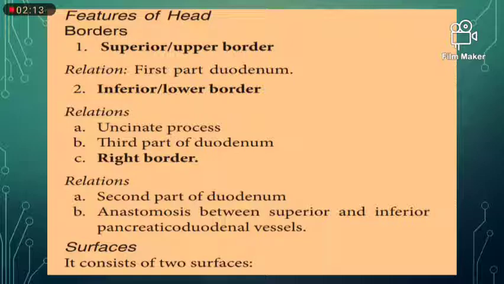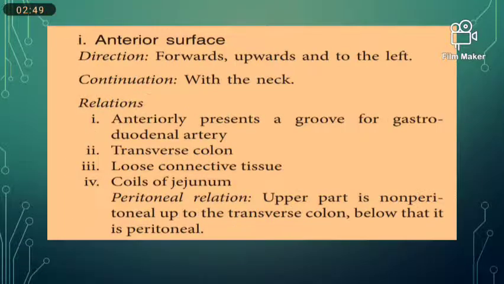Now coming to the features of the head. Borders: it has three borders. The superior or upper border is related to the first part of the duodenum. The inferior or lower border is related to the uncinate process and the third part of the duodenum. The third one is the right border, related to the second part of the duodenum and the anastomosis between the superior and inferior pancreaticoduodenal vessels, meaning the pancreaticoduodenal artery and veins. Surfaces: it consists of two surfaces, anterior and posterior.